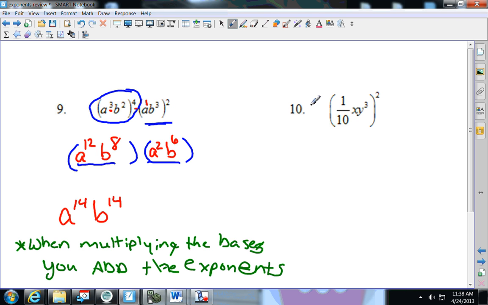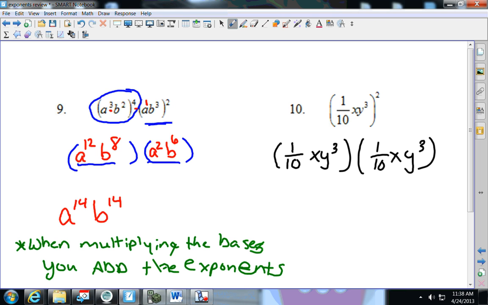Now, on number 10, it's saying all of this to the 2nd power. That's the same as saying 1/10 xy to the 3rd times 1/10 xy to the 3rd. Well, 1/10 times 1/10. 1 times 1 is 1. 10 times 10 is 100. Now, this is x to the 1st power. X to the 1st power, I have x to the 2nd power. Y to the 3rd, y to the 3rd. That's y to the 6th.